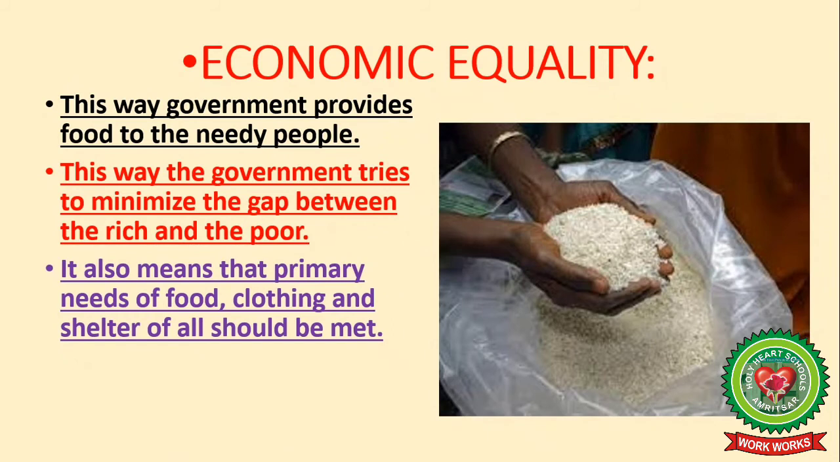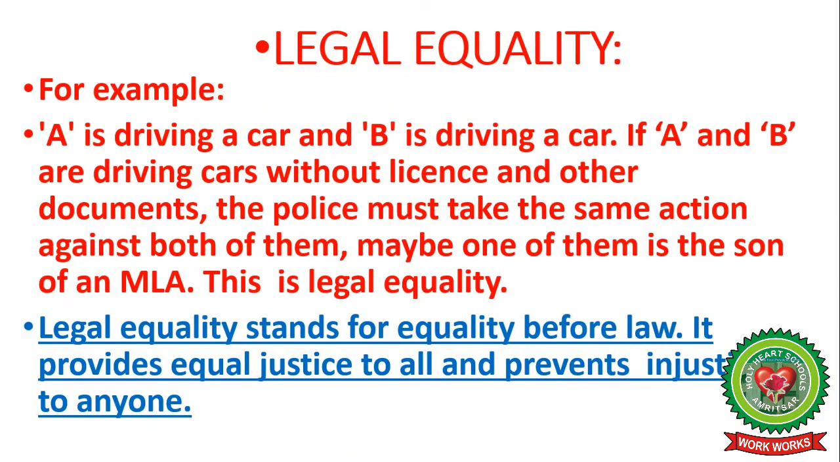So, this way the government provides food to the needy people. This way the government tries to minimize the gap between the rich and the poor. It also means that primary needs of food, clothing and shelter of all should be met. Now next is legal equality.